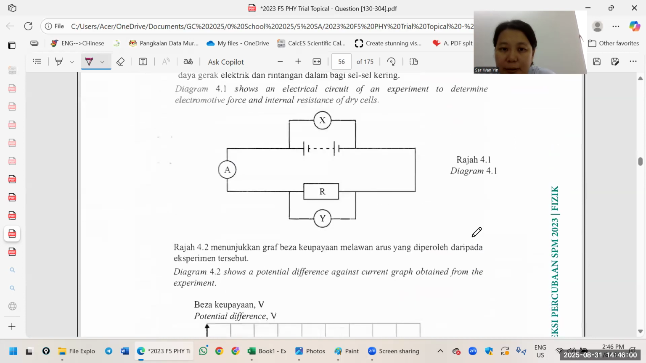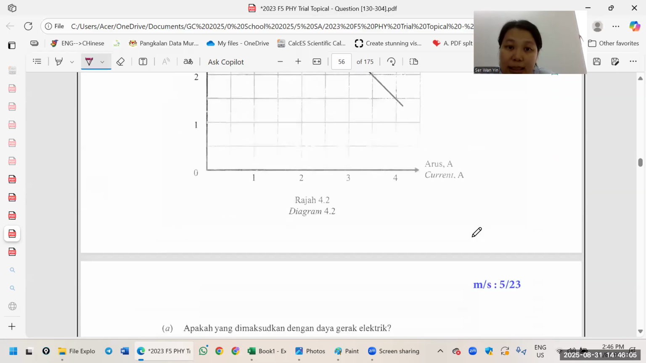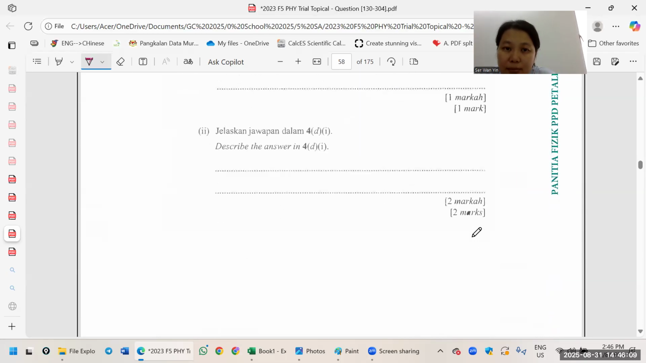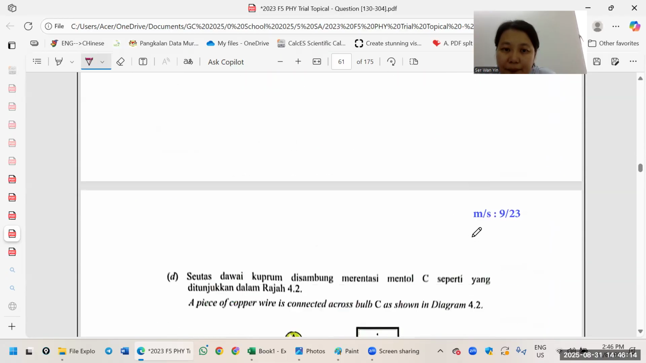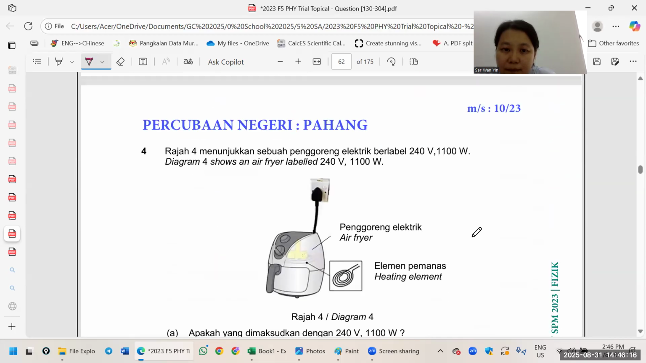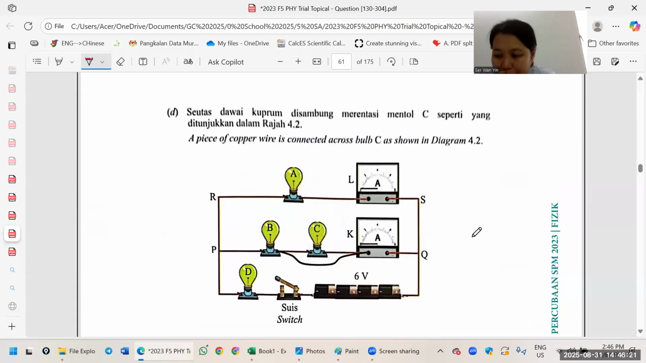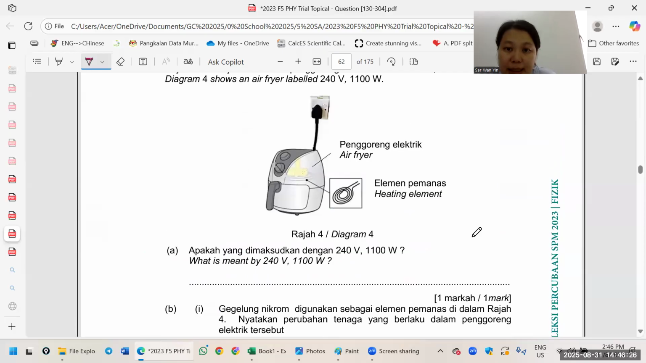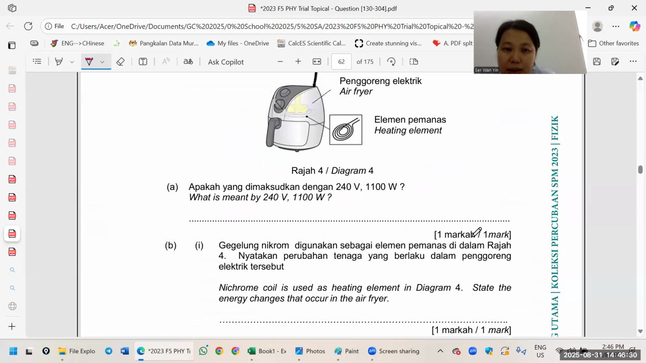Many EMF. EMF graph like this going down one. Oh, this one. This one is resistance.